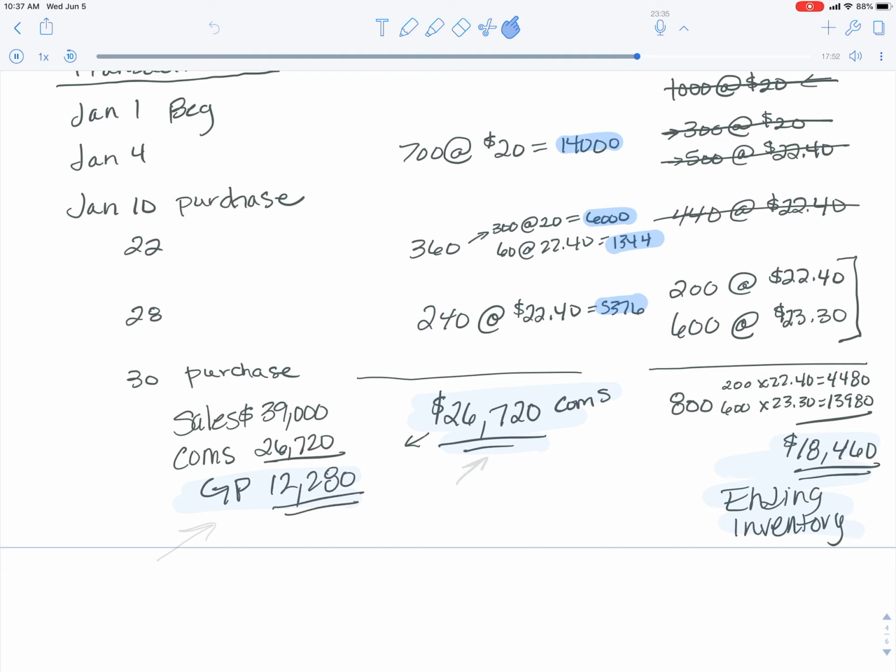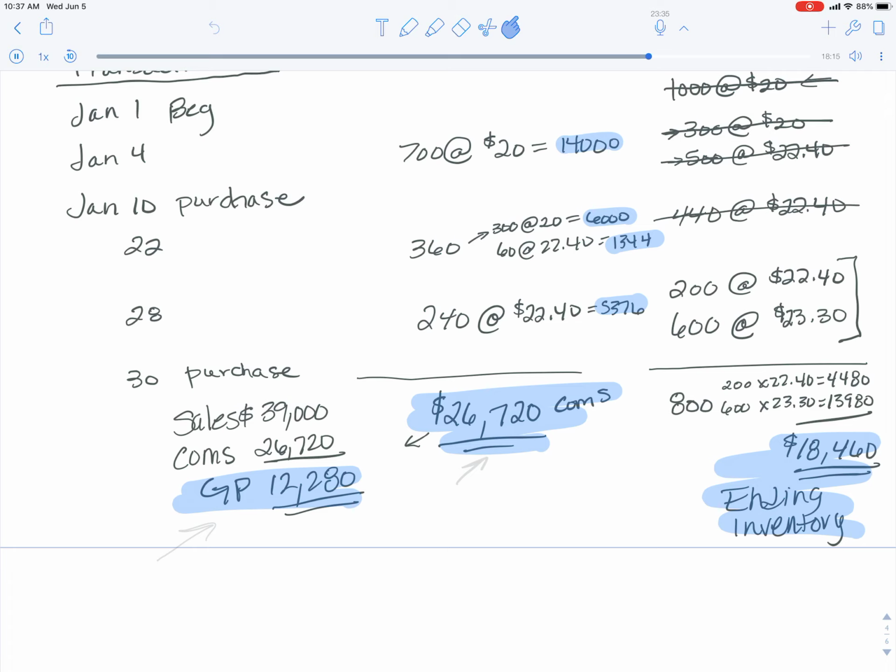So there are 3 main things that I'm going to want to know when you're doing inventory. It's what's gross profit, what's cost of merchandise sold, and what's ending inventory. And this is going to be the important information whether we're using periodic or perpetual. So let's do another one.